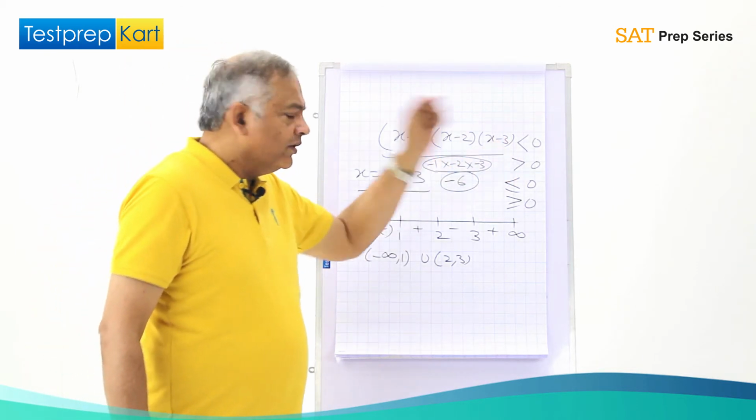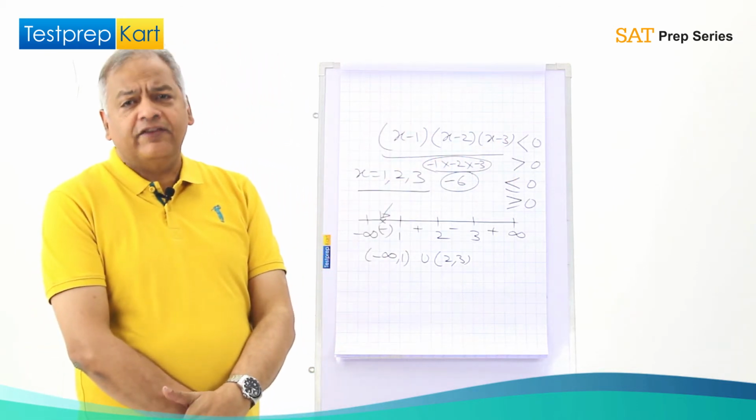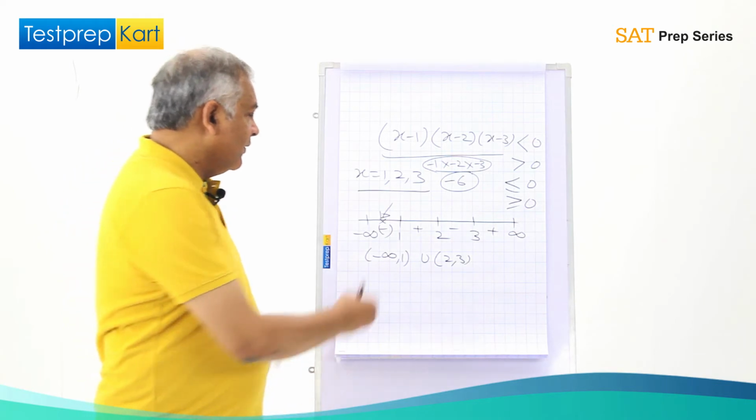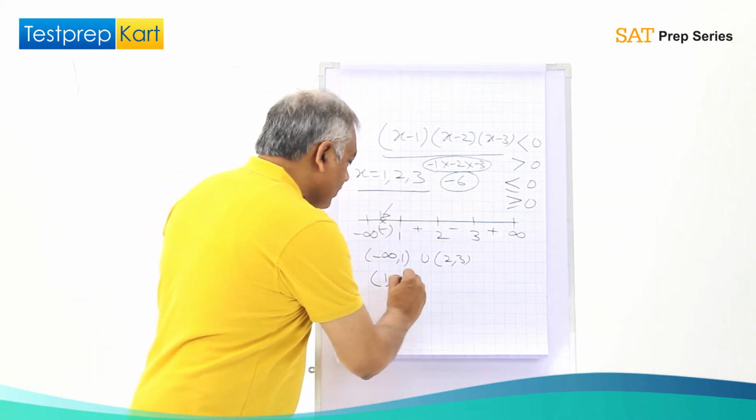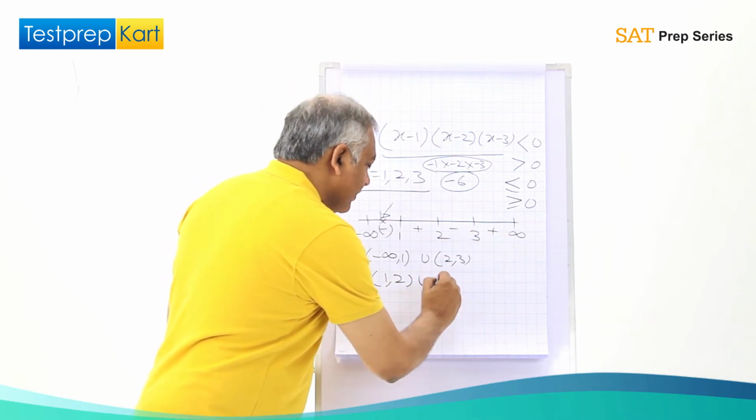Now, suppose the inequality is greater than 0. Then my answer will be the interval 1 to 2, union 3 to infinity.